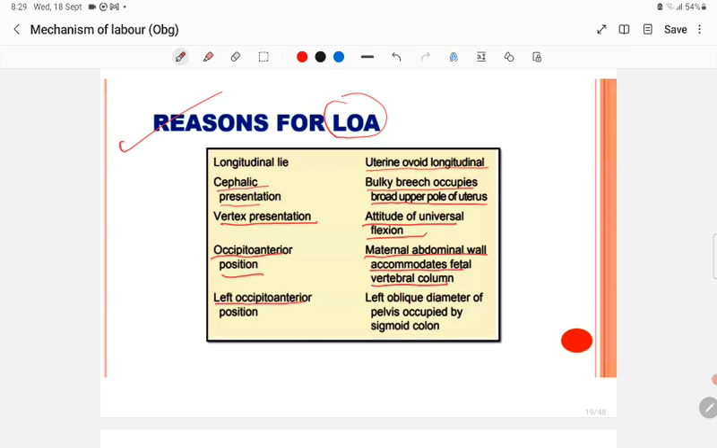Why is left occiput anterior position more common? Because the left oblique diameter of the pelvis is occupied by the sigmoid colon. So the right oblique diameter is free, and the baby is in left occiput anterior position. The right oblique diameter is the one occupied by the fetus.